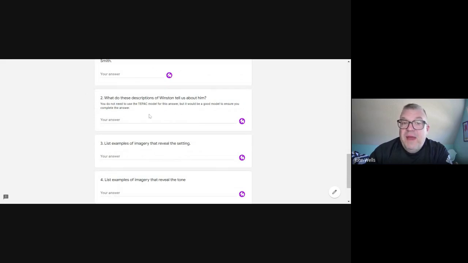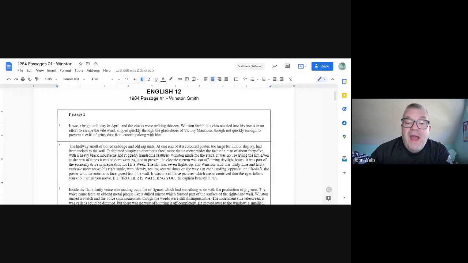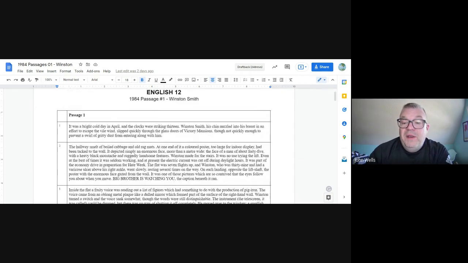This is not a TPAC. These are just some thoughts. We also want you to give us some things that you saw about the setting and about the tone. That will come out of the first 3 paragraphs in this passage. We will read the whole passage. We want you to read the whole passage, but this is just the opening bit.